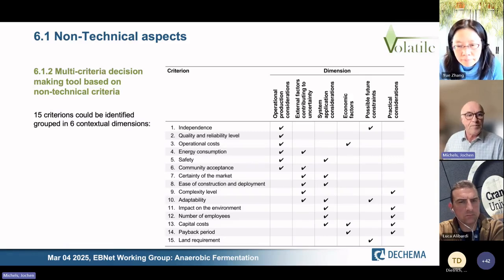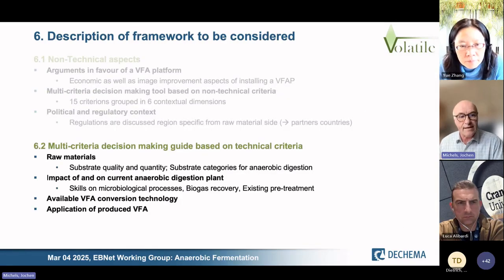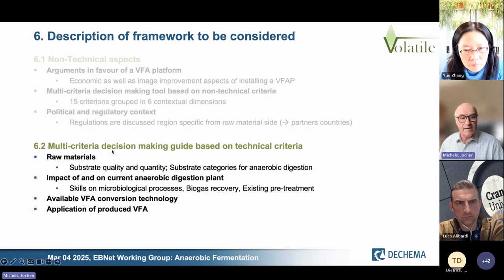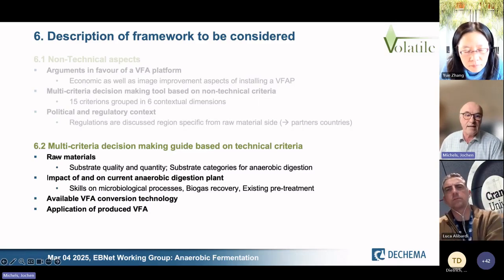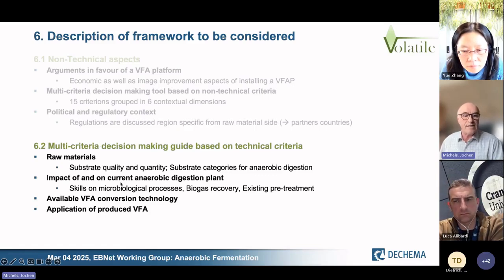Okay. So coming to the technical criteria, this was the biggest section in the CWA. We developed a decision-making guide on raw materials and the impact of and on current anaerobic digestion plants, the available VFA conversion technology and application of produced VFA. This is something that Thomas mentioned already.